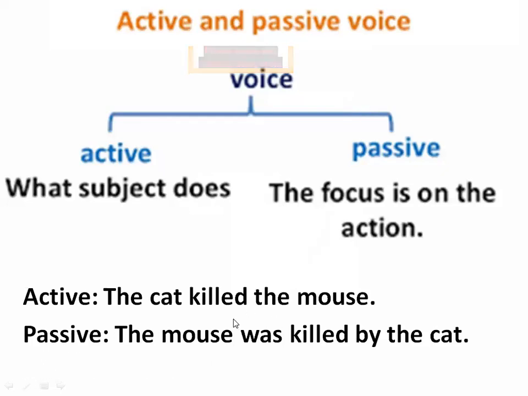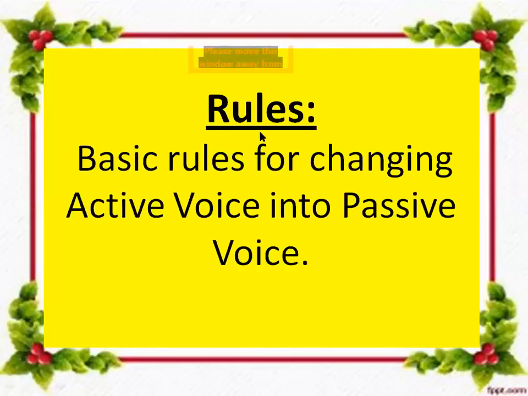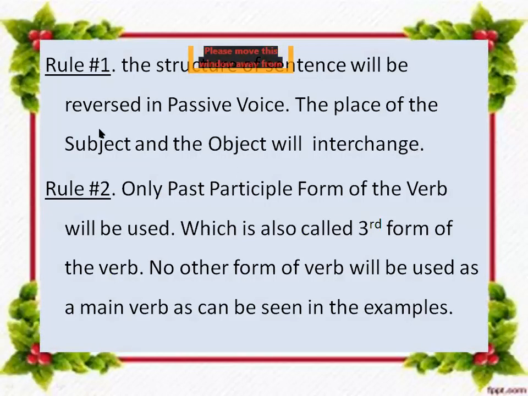Yes. So we have to make some changes here according to the tense. The first rule: the basic rules for changing active voice into passive voice are, number one, the structure. The structure of the active sentence will be completely reversed in passive voice. It means we have to write it in the opposite way. The places of the subject and the object will interchange. In this way we can reverse the structure of the active sentence.